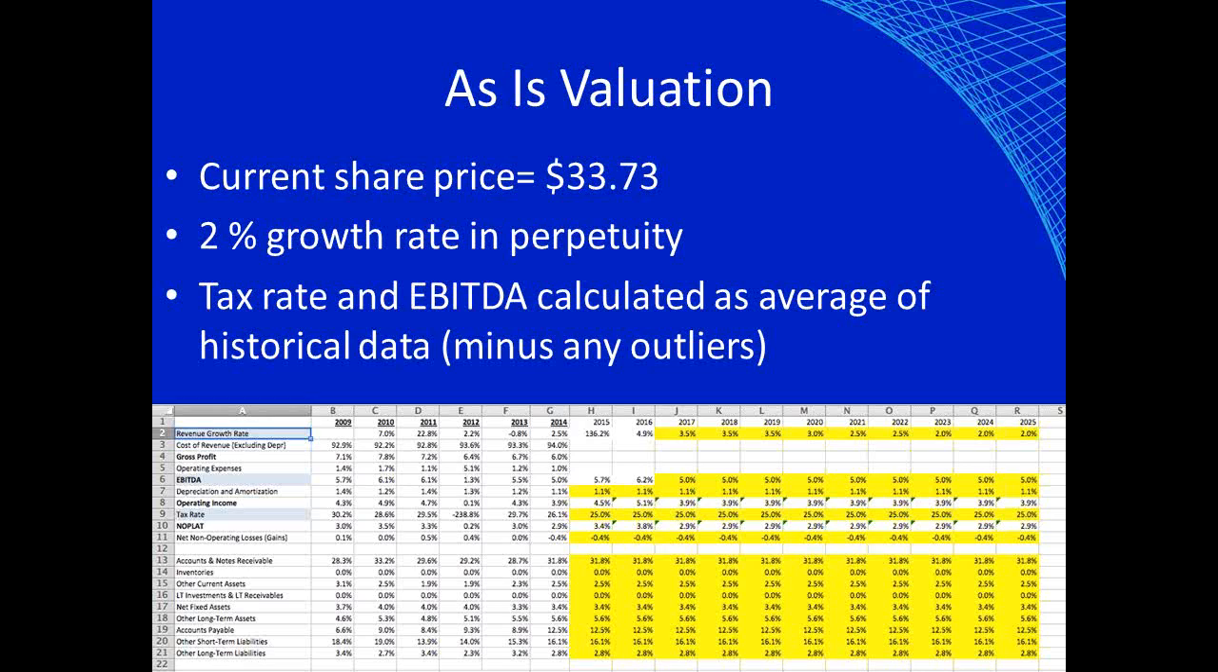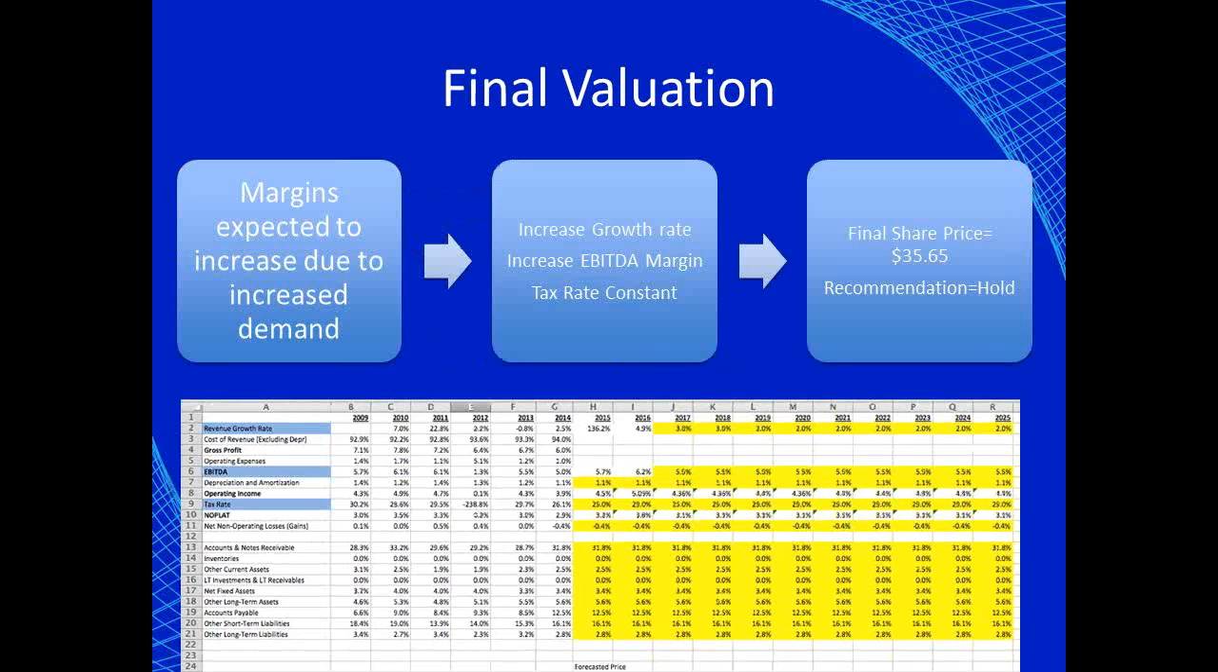EBITDA, we also used historical data to calculate the 5% EBITDA margin for the future. So in the final valuation, one of the main things we took into account is that margins are expected to increase due to increased demand. Because of this, we thought that the growth rate would increase more than the market was showing, and that the EBITDA margin would increase, and that the tax rate would stay constant.